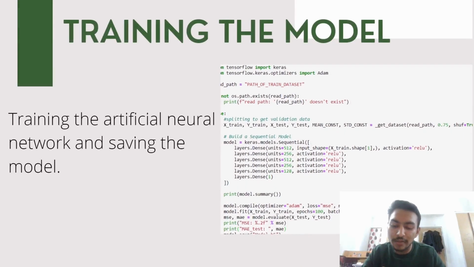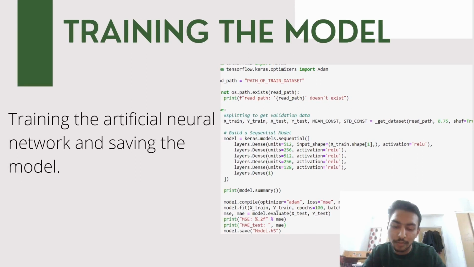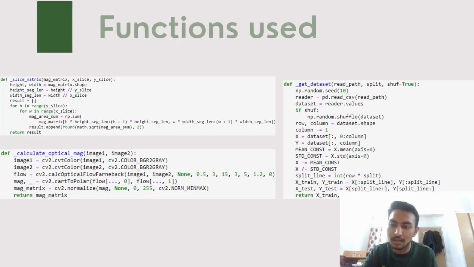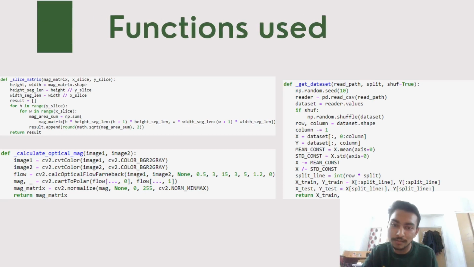While training, we read in the features that were output from the preprocessing function and train them with our artificial neural network. The output would be a file named model.h5. These were the functions used to perform the task.